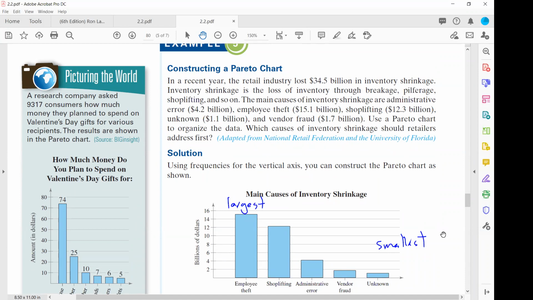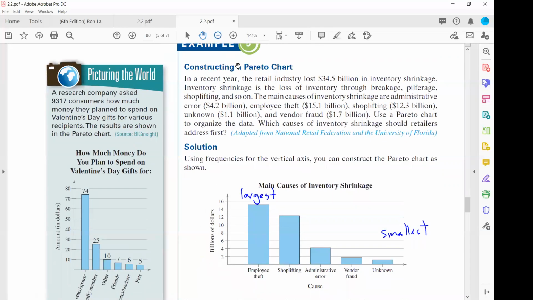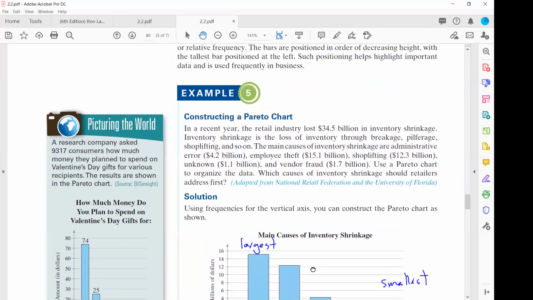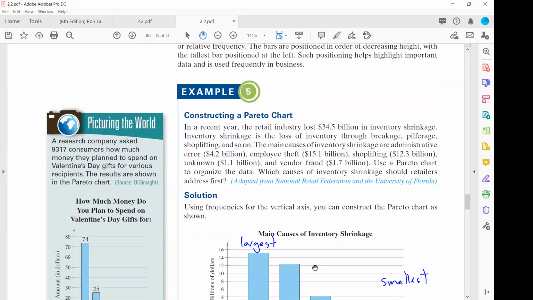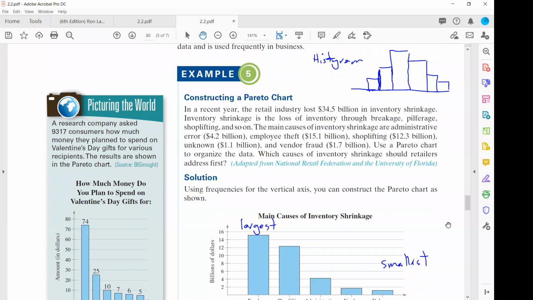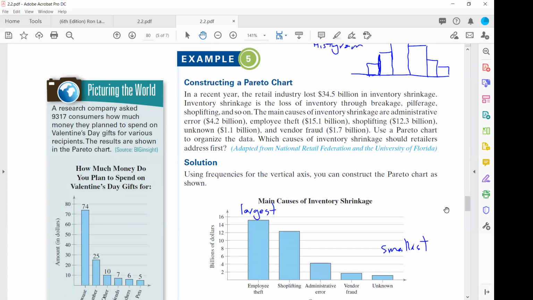Guys, remember that it's different from a histogram. For a histogram, you have adjacent bars. So let me write this here for you. Note, for histogram, all bars must be adjacent. There is no gap between bars. No gap. If you have bar chart, you're allowed to have gaps in between your bars.